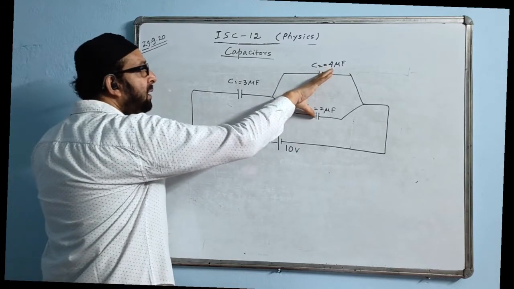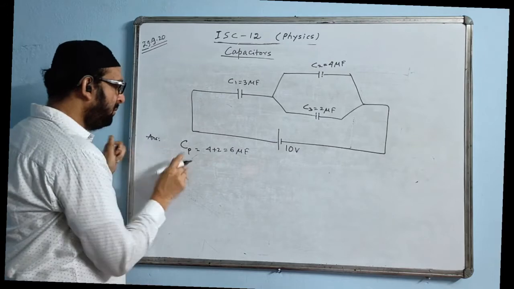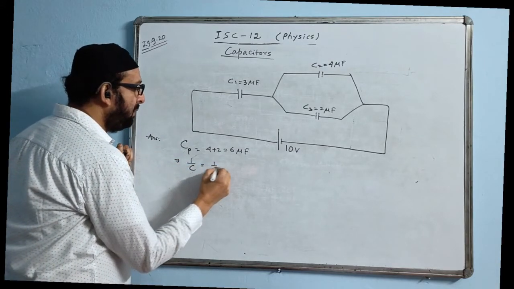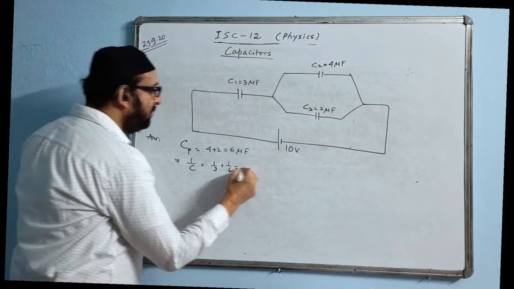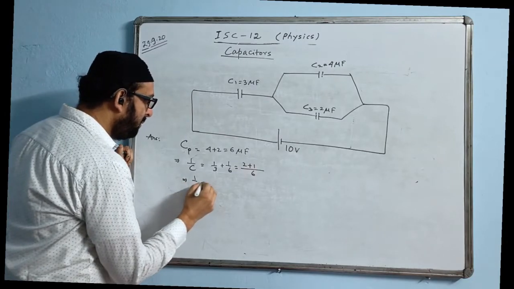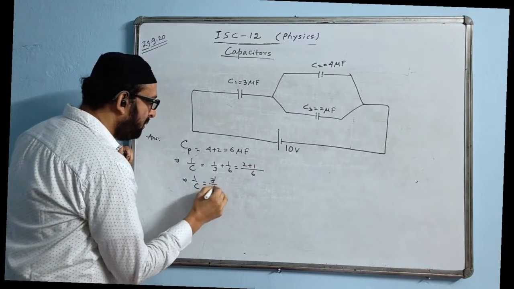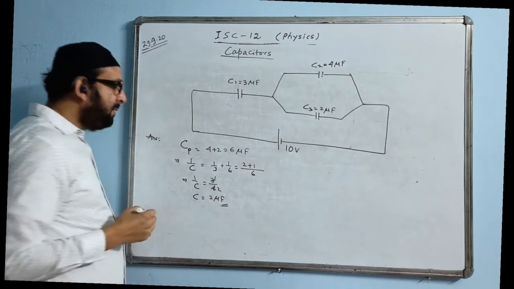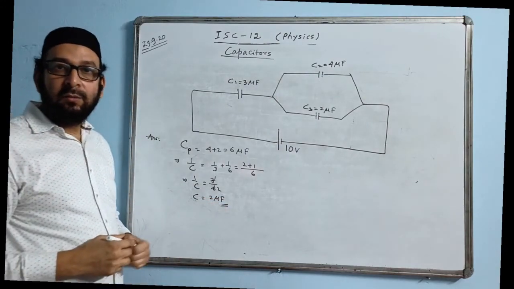And this thing entirely is in series with this one. That's why we will write 1 by C. Total capacitance will be equal to 1 by 3 plus 1 by 6. We are taking LCM 6: 2 plus 1, so we write 3 by 6. The value of C is coming 2 microfarad. Total capacitance we are getting is 2 microfarad.